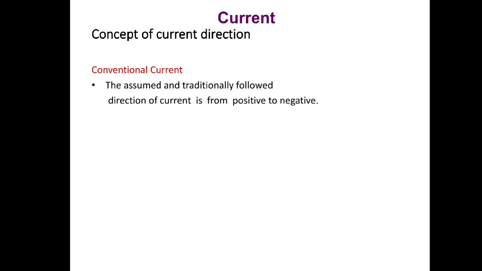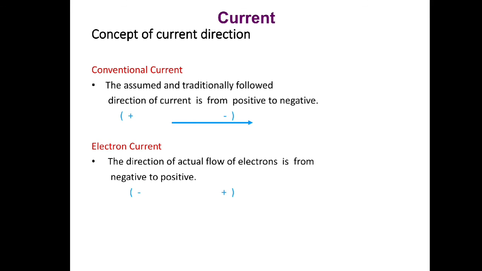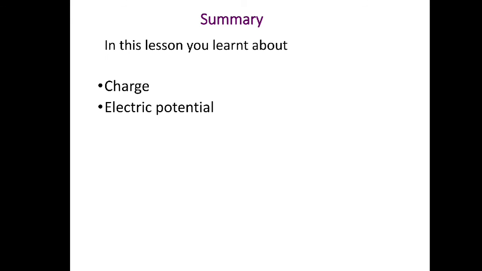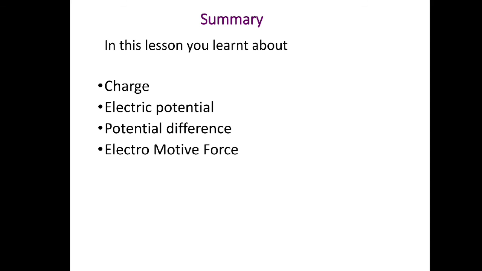So the concept of current direction: conventional current, the assumed and traditionally followed direction of current, is from positive to negative. The direction of actual flow of electrons is from negative to positive. So in this class we have learned about what is a charge, what is electric potential, what is potential difference, what is electromotive force, what is a voltage, and what is current.